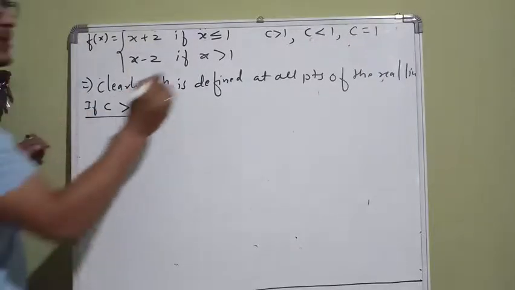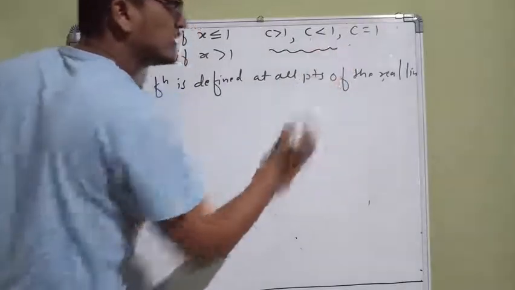and keep in mind, for the first two conditions, c is greater than 1, c is less than 1, you have to use the first definition of continuity, that is what? Limit x tends to c, f of x is equal to f of c. That first definition you have to use.